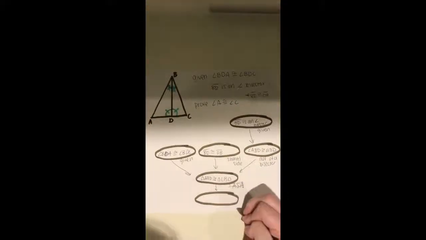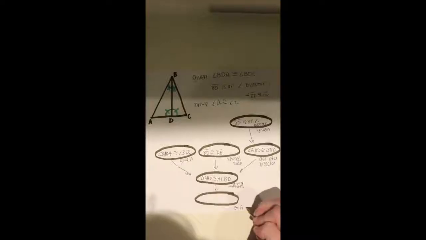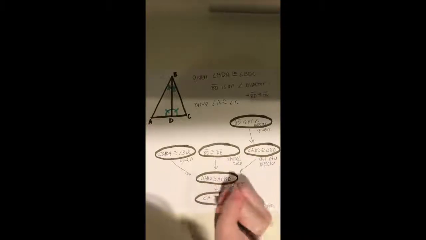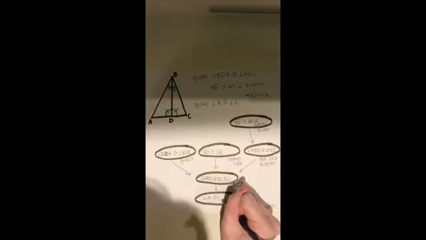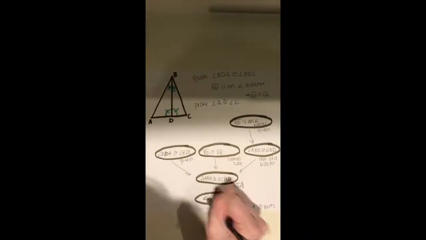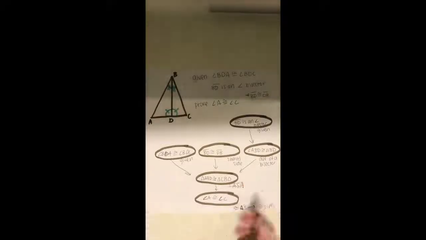And then, since we know that congruent triangles have congruent parts, that angle A is subsequently congruent to angle C. And that is how you get all the way down to this conclusion.